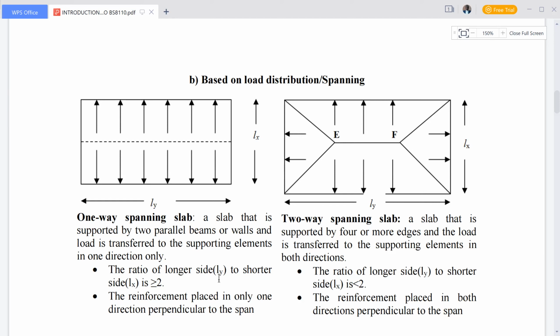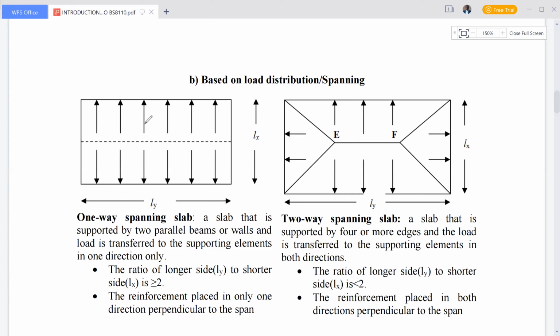Now, what you need to note is that for a one-way spanning slab, the ratio of the longer side, Ly, to the shorter side, Lx, is either equal to 2 or greater than 2. So if you divide the longest span over the shortest span and get a value of 2 or more, then you conclude that it's a one-way spanning slab. Now, for the one-way spanning slab, the reinforcement is placed in one direction, perpendicular to the span. So this is the span, and reinforcement will be placed perpendicular to the span.